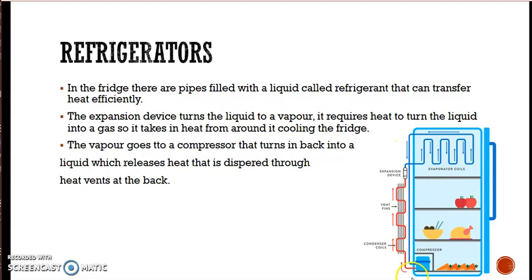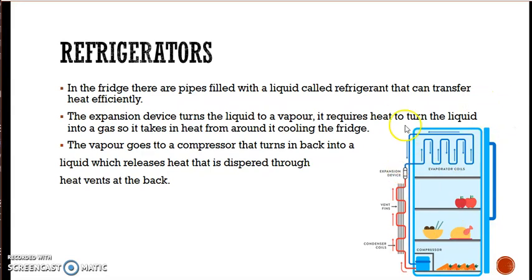It flows back out. Here. The expansion device turns the liquid into a vapor. The vapor goes into a compressor that turns it back into a liquid, which releases heat that is dispersed through heat vents at the back.